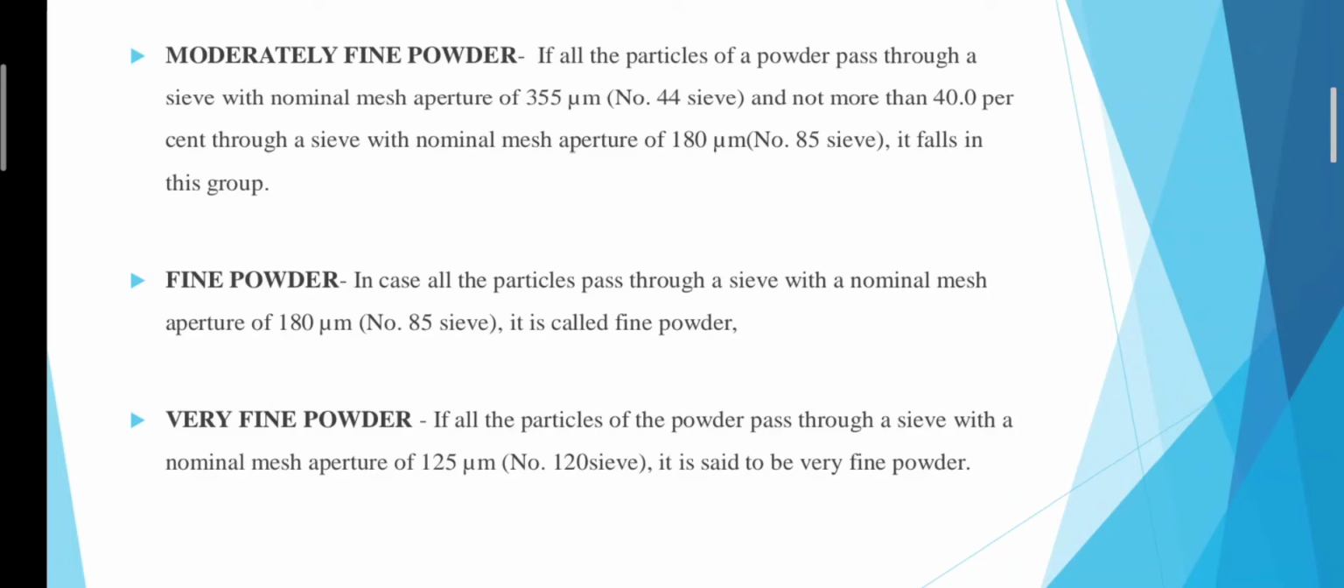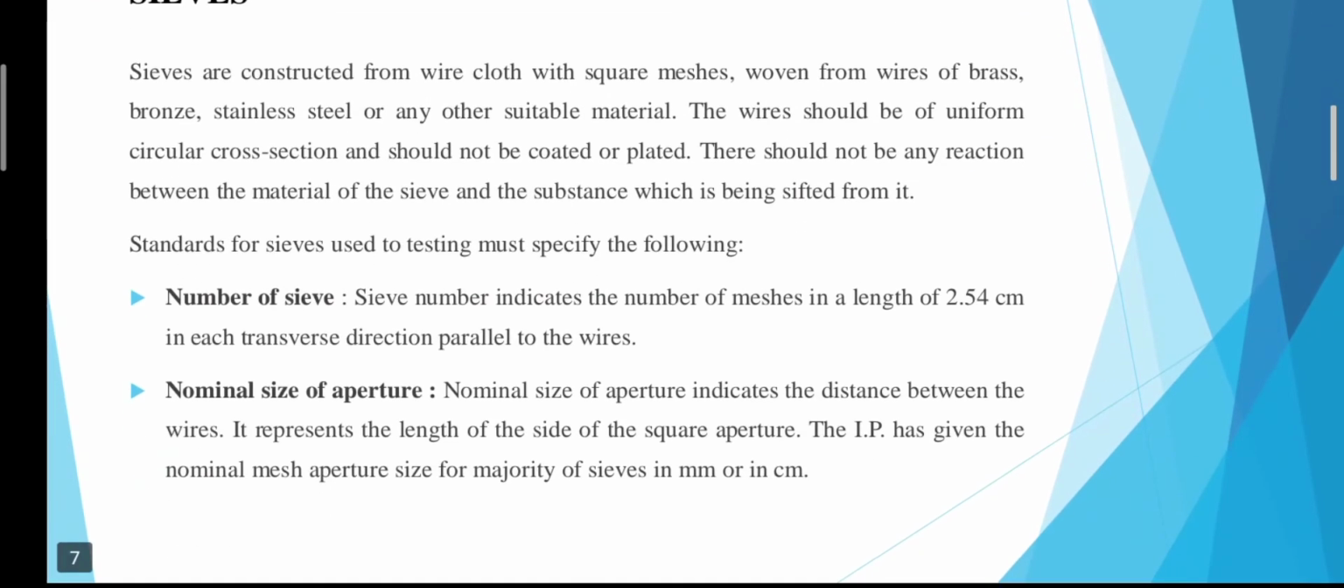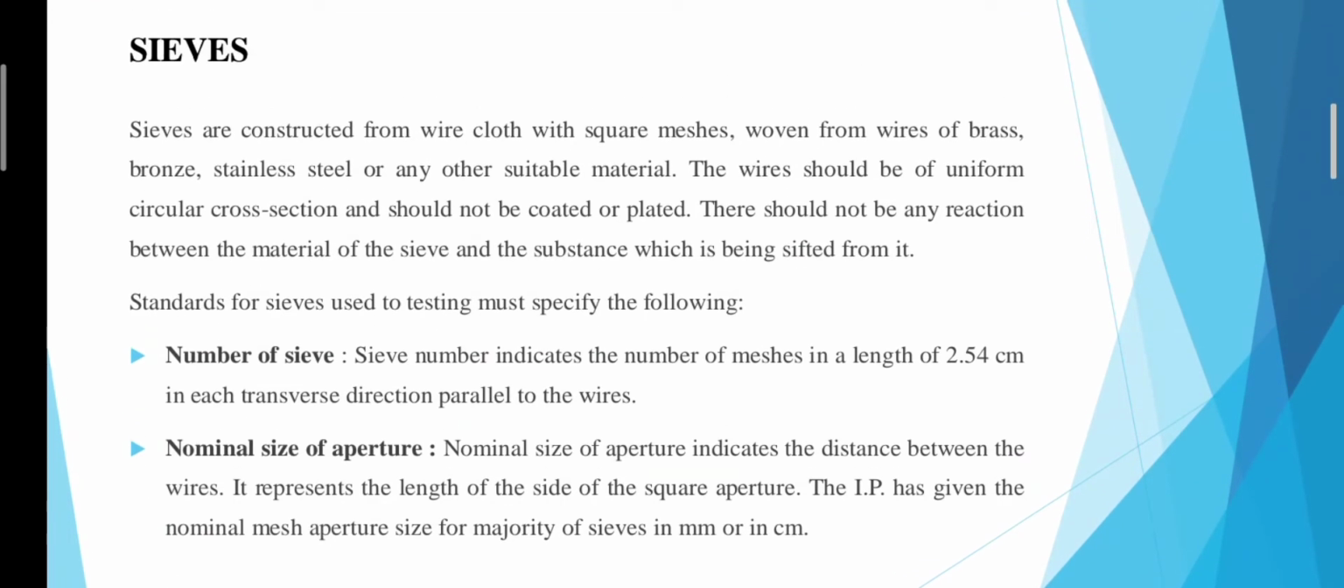These are the five grades of powder: coarse powder, moderately coarse powder, moderately fine powder, fine powder, and very fine powder. Let's see what is sieve. Sieves, what are sieves?